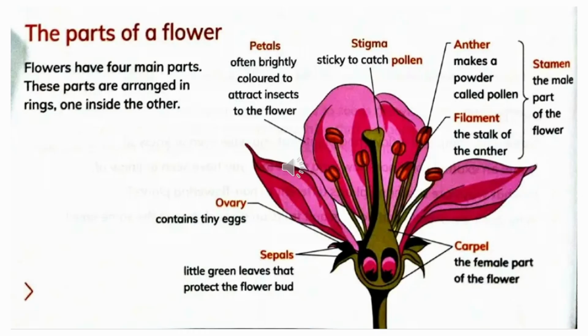So look at this slide. This is the parts of a flower. Okay, the flowers have four main parts, and these parts are arranged in rings, one inside the other. Now look at this photo here. The picture here is a picture of a flower with many labels. There is the male part of the flower and the female part of the flower. You will need to remember all the labels and the function of each of it. Okay, for example, anther, filament, stigma, petals, every one of it has a function of itself.